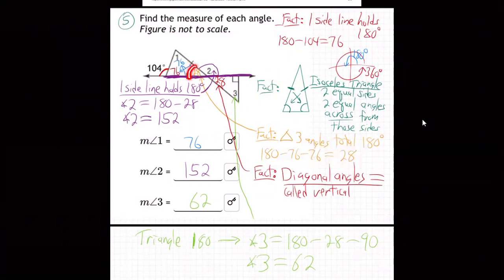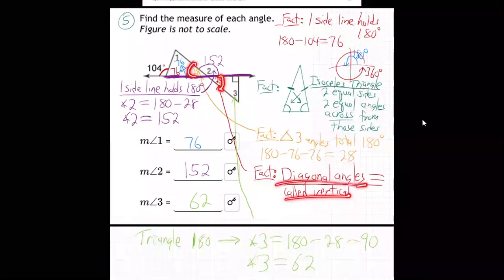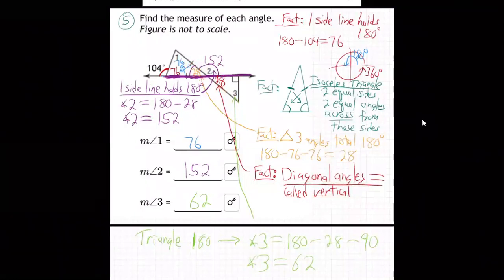Found that is 28. And then the 28 and the angle 2 made one side of a straight line. So subtract. Angle 2 is 152. I never wrote that in right here. 152. Right there. And then from there, 28 and 28 had to be equal because they're diagonal. That was that fact right there. Diagonal angles are equal. And then I had, in this triangle, 2 out of 3 angles. Triangle holds 180. So 180 minus 28 minus 90, I found angle 3. There we go.